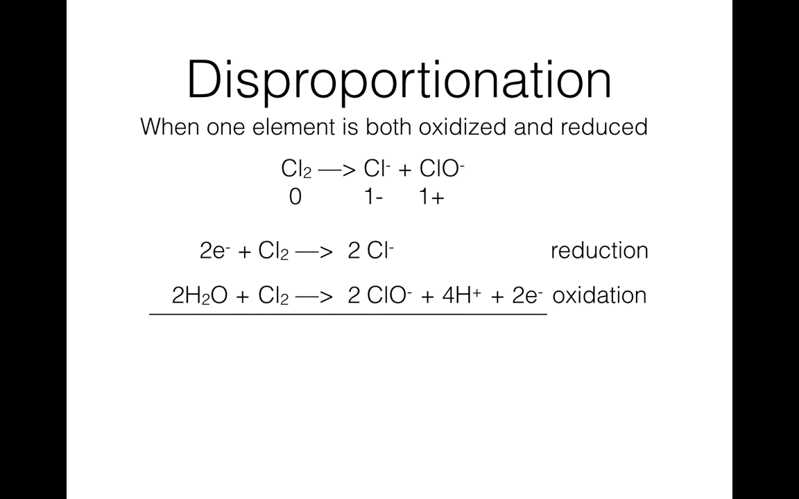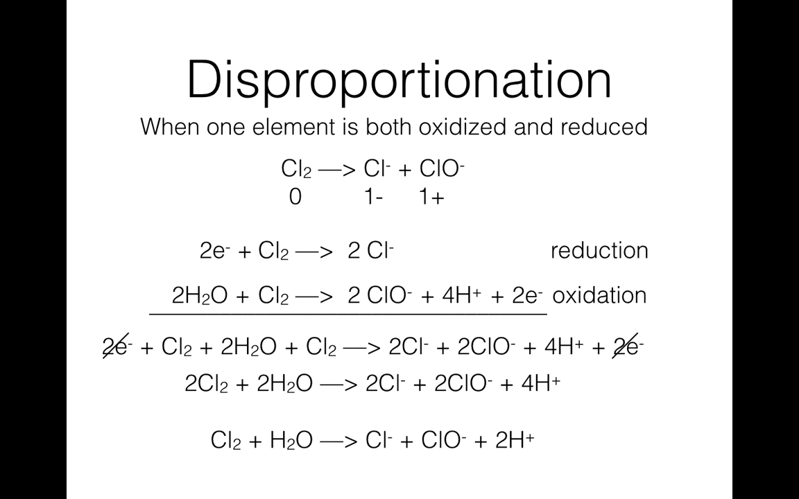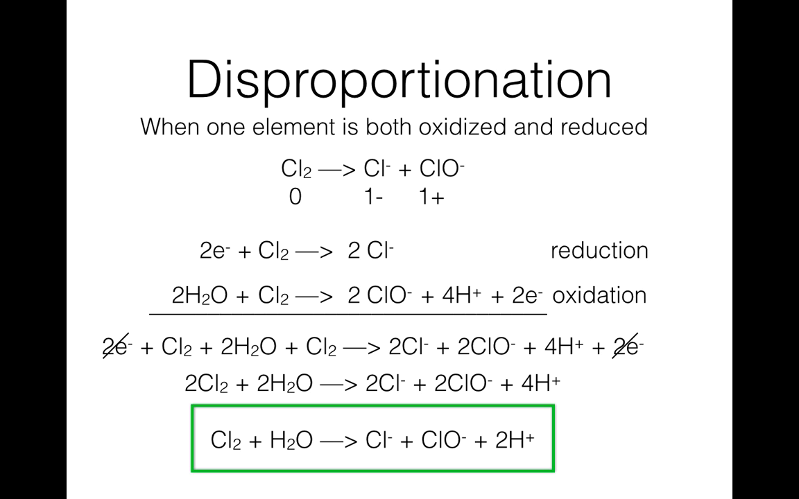So now we can add our 2 half reactions together. Since we've done this correctly, our electrons cancel. Now we can rewrite our reaction equation where we've combined chlorine and chlorine. We have 2 chlorines on the reactant side, so we just combine that to 2 chlorines. And if we look at all of our coefficients, we notice that they're all even. So if we want to, we can reduce all of our coefficients by half, and rewrite the reaction equation with new coefficients. And this is our final balanced reaction equation for the disproportionation of chlorine in acidic conditions.